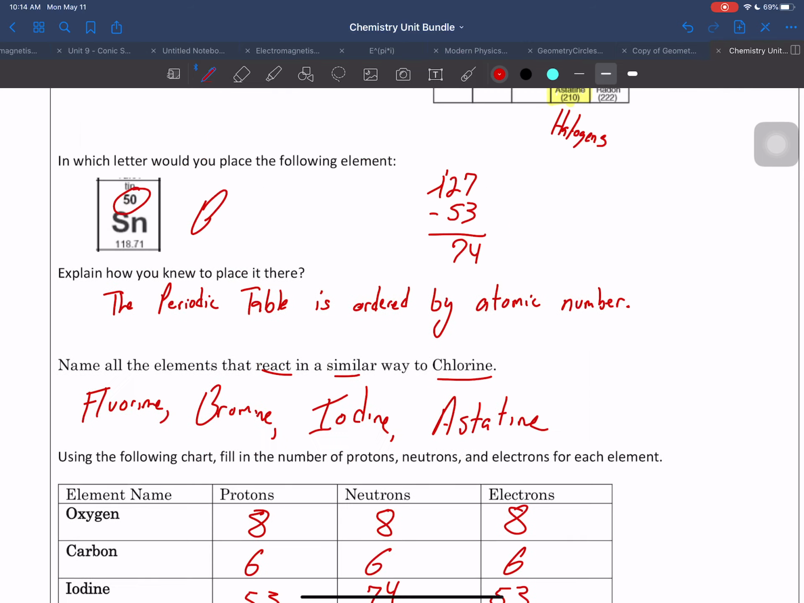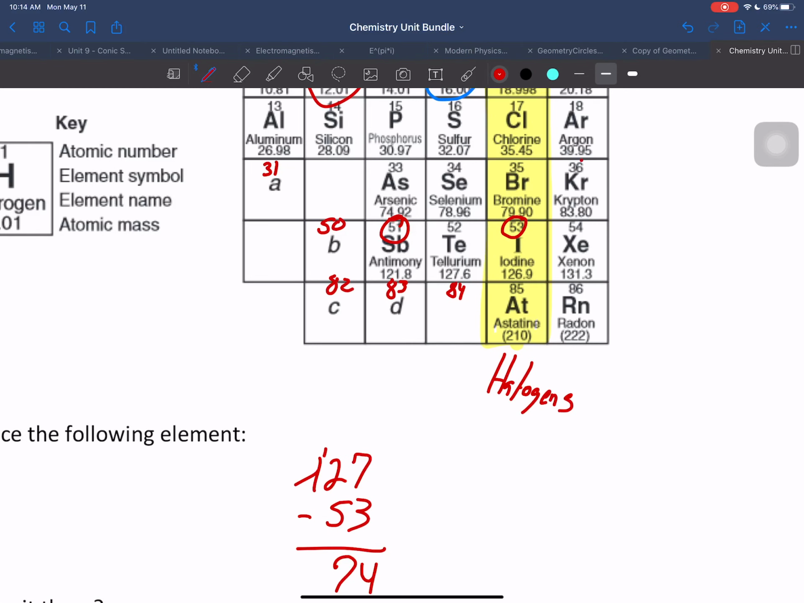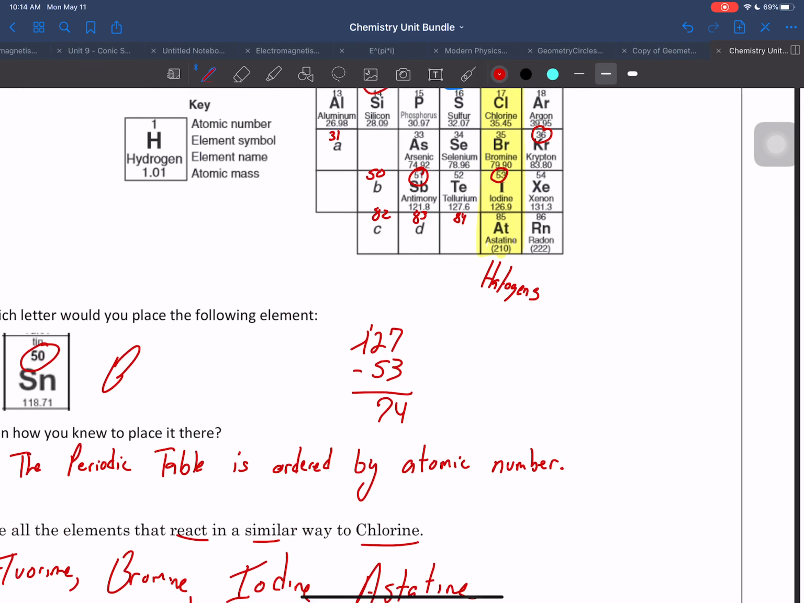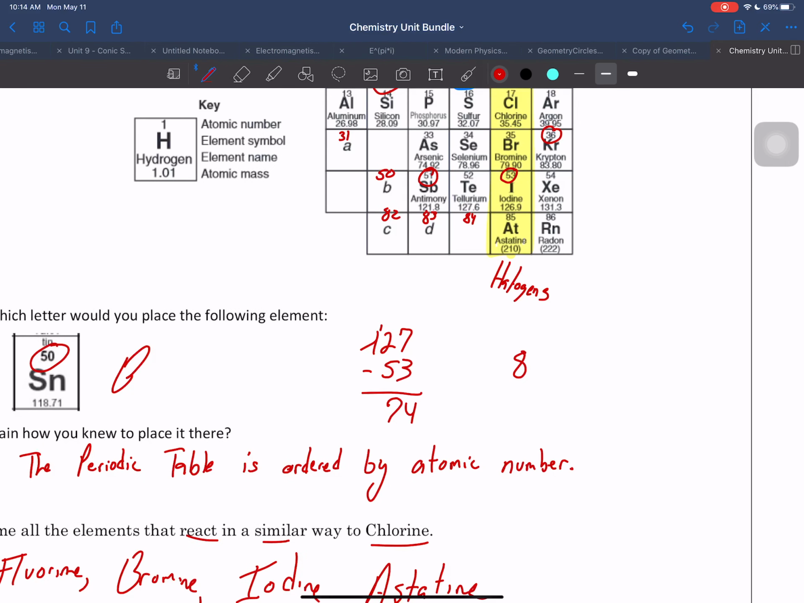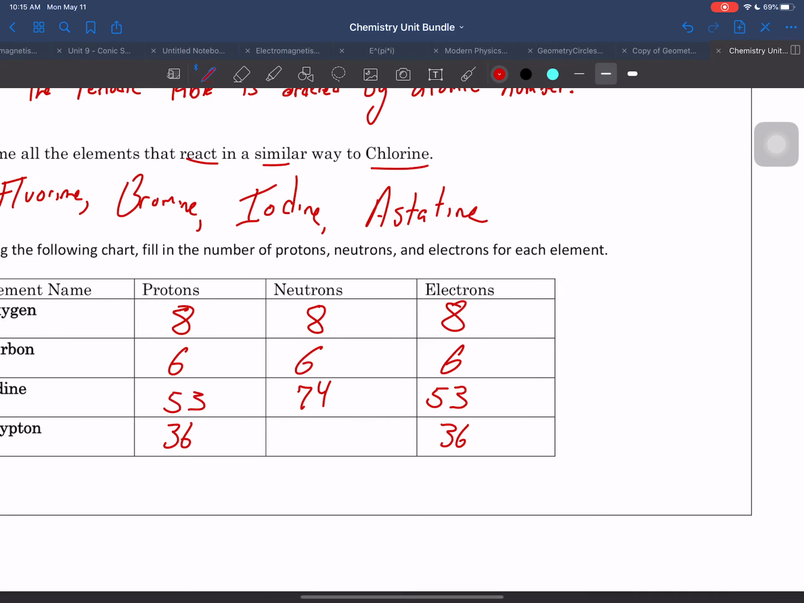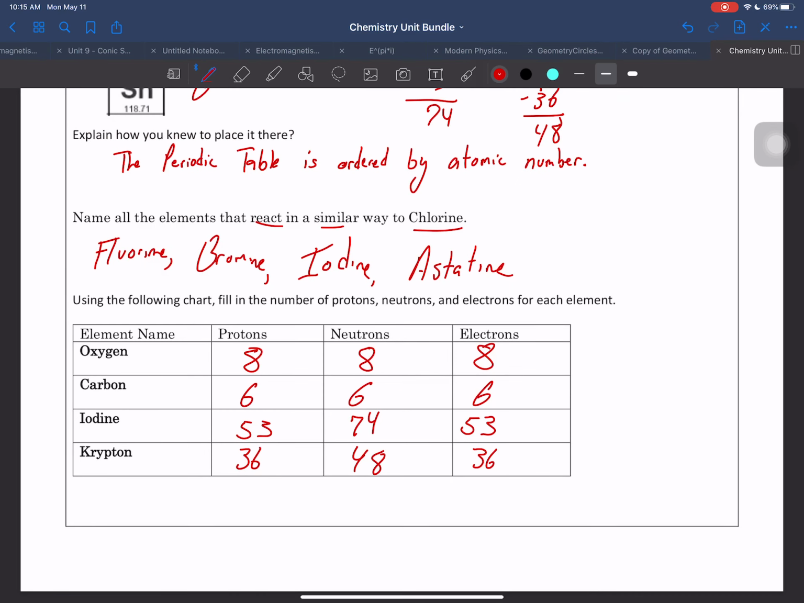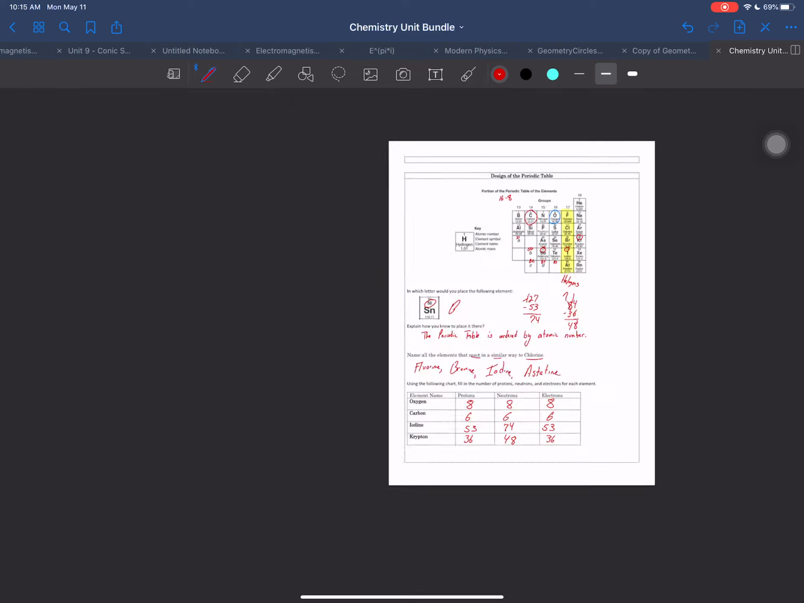And then the very last one, krypton, which is element 36. So 36 here, 36 here. Its atomic mass is 83.8. So I'm going to round it up to 84 because that's the correct rounded value. And we're going to subtract 36. So this becomes 48. And that is my chart, which is exactly what I had to do on the other assignment. You actually had more columns you needed to fill out. This one just has you do protons, neutrons, and electrons.